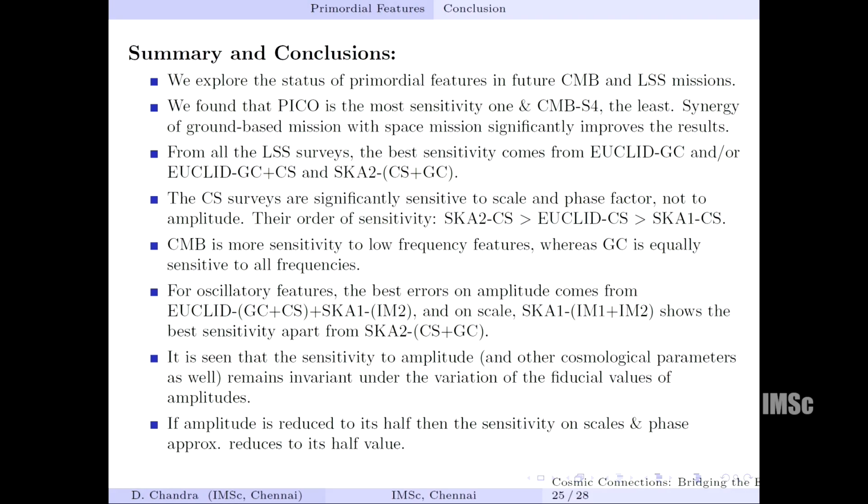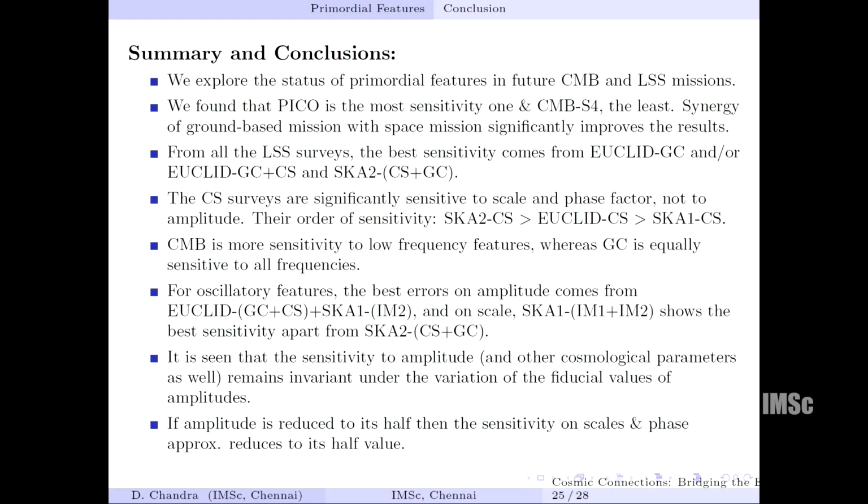We have also found that the synergy between ground-based missions and space-based missions significantly improves the bounds. When we consider the large scale structure experiments along with the CMB missions, it further improves the bounds, and the strongest bounds come from either Euclid GC or the combination of Euclid GC and CS missions, depending upon the scale and the feature model. The best bounds we have achieved are from the synergy of SKA2 CS and SKA2 GC missions.